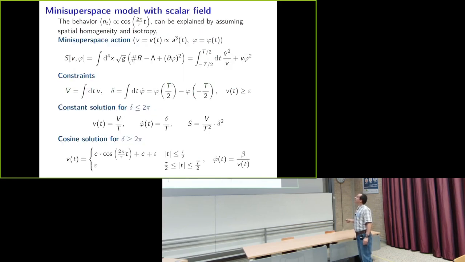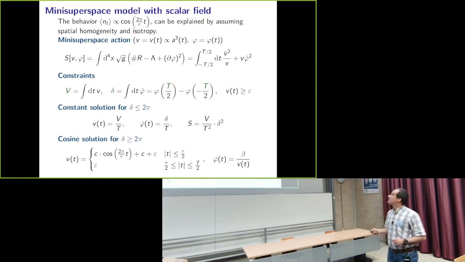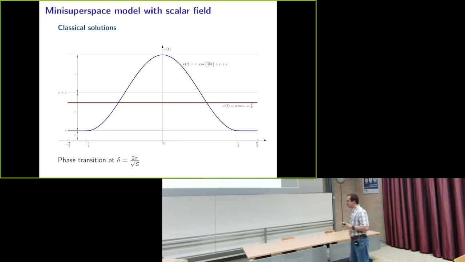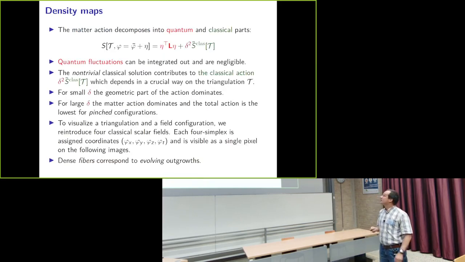Now, we can explain this cosine behavior very well with the minisuperspace model, where we assume spatial homogeneity and isotropy, both of the metric and the scalar field. And one of the solutions is a cosine function for the volume profile, and it works very well. So if we have a single field, there's a pinching in the direction in which the field winds.